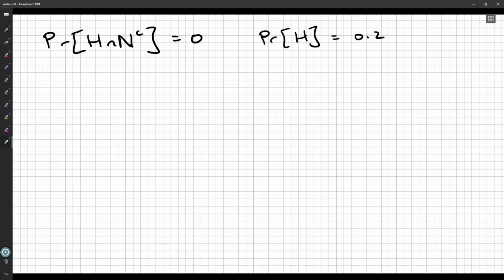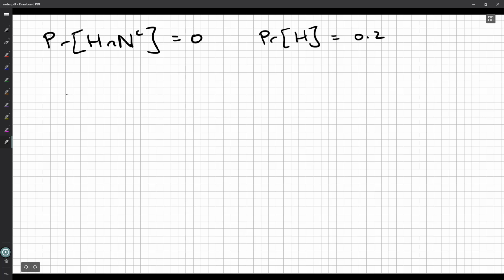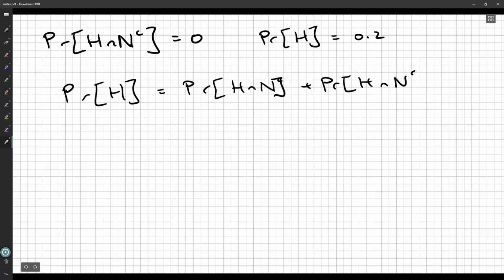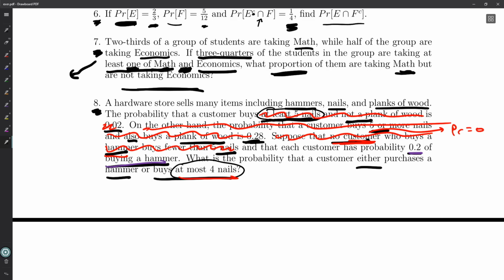Now, just because we had just seen it and combined these to get 0.3, maybe I'm thinking, oh, hammer is hammer and buying at least 5 nails, and hammer and not buying at least 5 nails. This one's 0.2, this one's 0. So I am able to figure out that the probability that somebody buys a hammer and at least 5 nails is also 0.2. I've worked out something else. Again, I don't know if this is going to help, but it's something I'm noticing. Rather than saying, here's all the information, what do I do with it, looking at things and combining them as you go can certainly help us out.